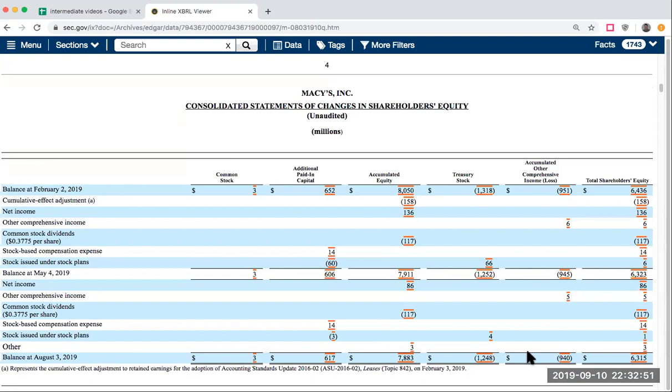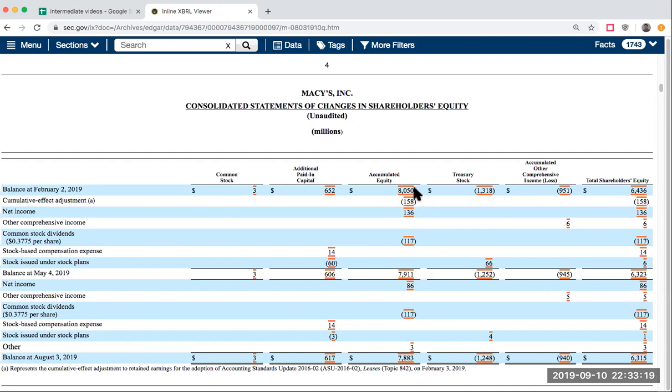Essentially, this number on the balance sheet is telling me what's going on with my shareholders' equity. What happened with common stock? Did I issue more shares, with additional paid-in capital, right? That's the additional amount beyond par value. Accumulated equity, I think, is another way of saying retained earnings.